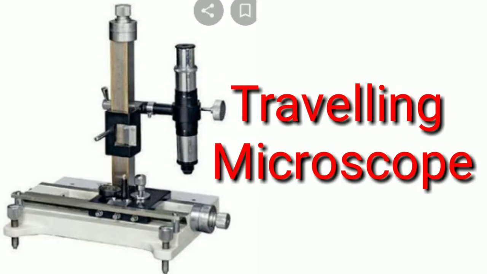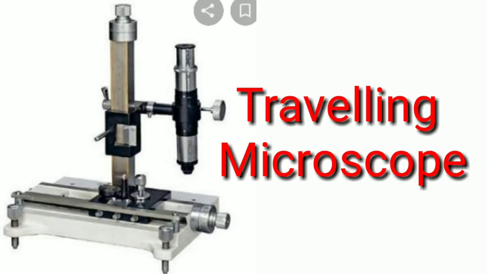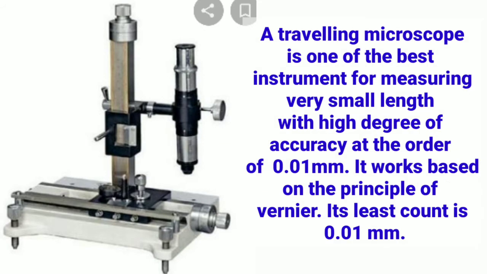And next one, traveling microscope. A traveling microscope is one of the best instruments for measuring very thin, small lengths with high degree of accuracy, at the order of 0.01 millimeter. It works based on the principle of Vernier. It's a very important 1 mark. The least count is 0.01 millimeter.